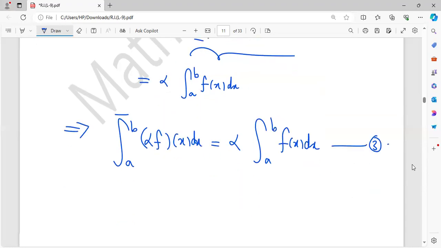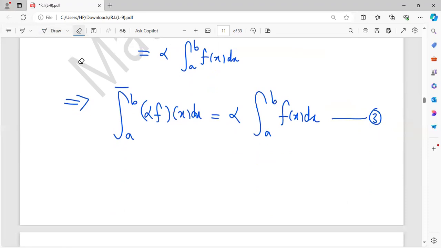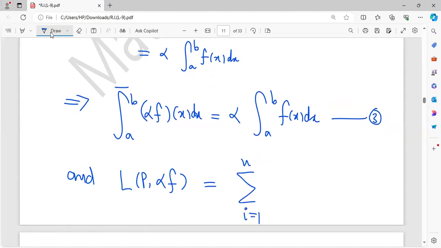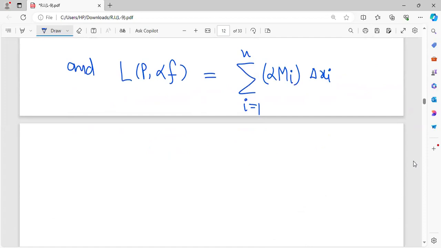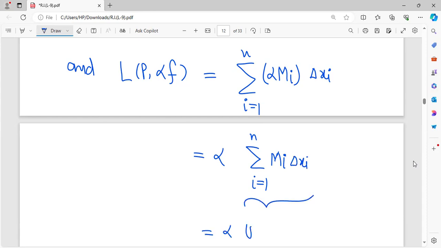Now calculate L(P, alpha f). That is the sum for i from 1 to n of the infimum of alpha f over the interval [x_{i-1}, x_i], which is alpha times capital M_i delta x_i. Taking alpha outside, we get alpha times the sum of M_i delta x_i. Now what is this? This is U(P, f).